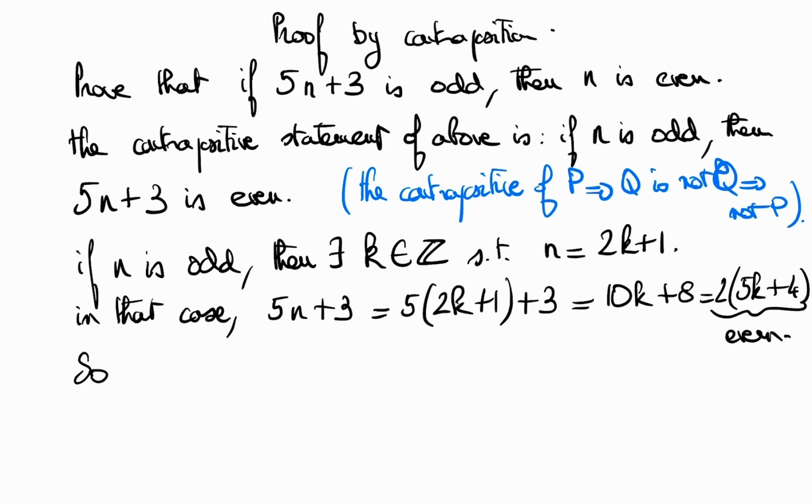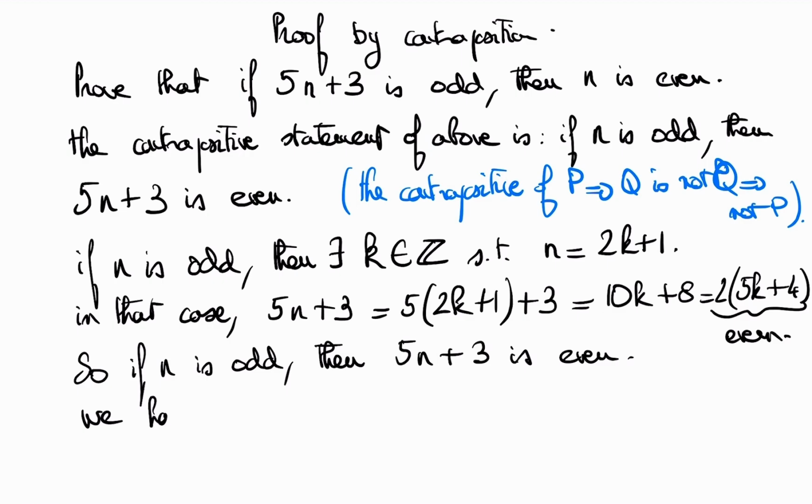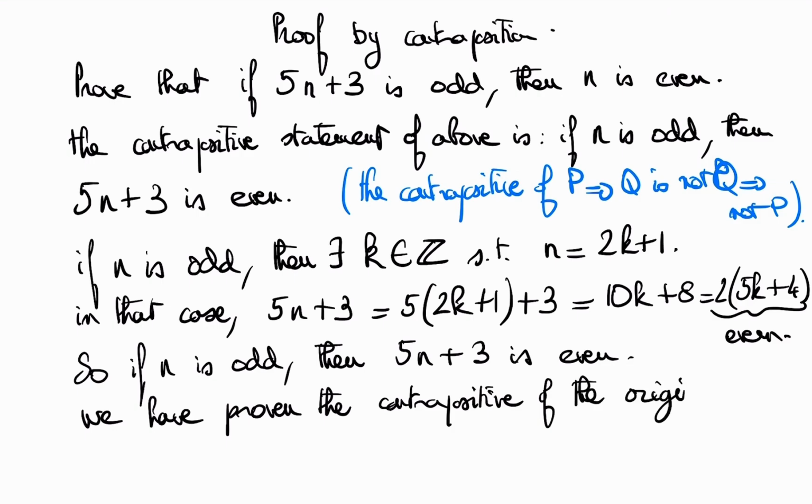So, if n is odd, then 5n plus 3 is even. So we have proven the contrapositive of the original statement. Therefore, the original statement must be true.